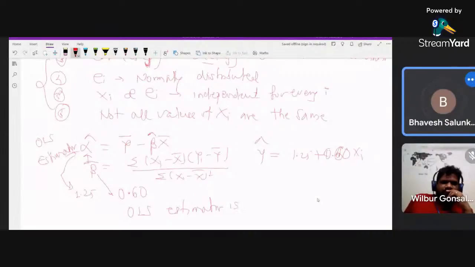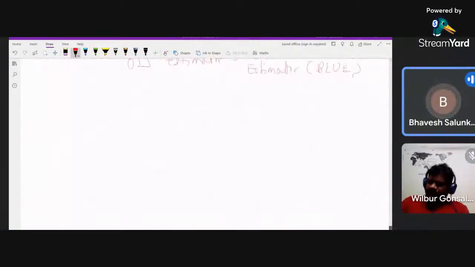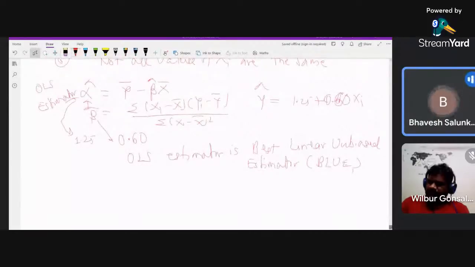is actually the best linear unbiased estimator, which is also called BLUE. What do you mean by this BLUE estimator? If all these classical assumptions are satisfied, the OLS estimator is linear. It is linear in the independent variable. Why? Okay. It is unbiased.